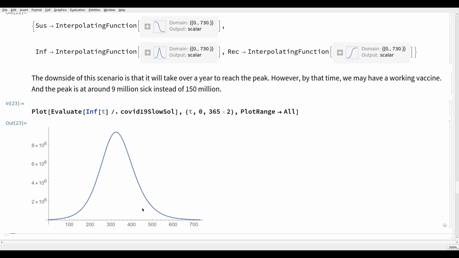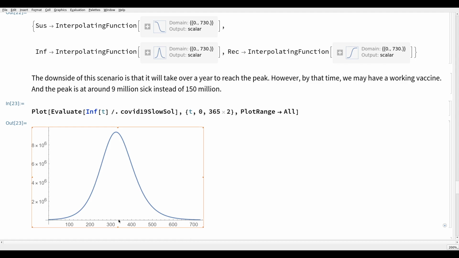At this point, the peak is at around 9 million sick, and 2% of 9 million is only 180,000, and that's much preferred to 3.2 million sick at the same time. It's still kind of depressing because, you can see right here, this is a year from right now.